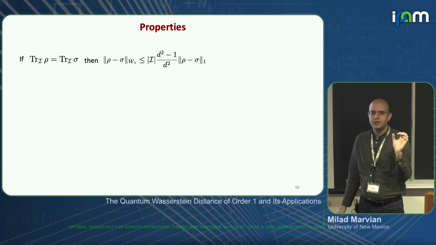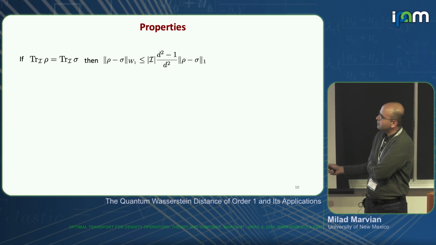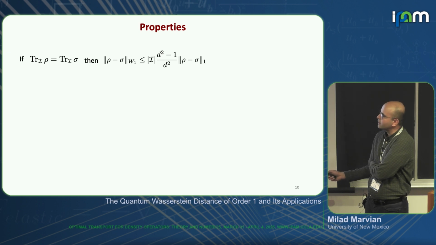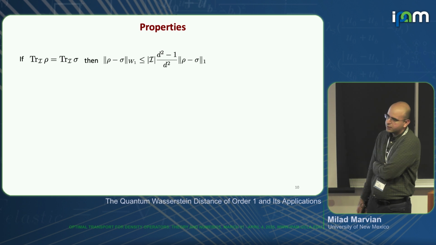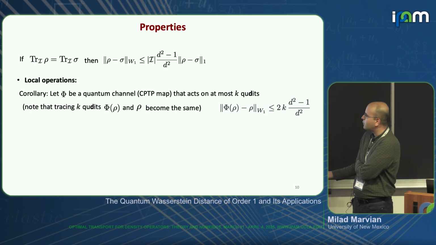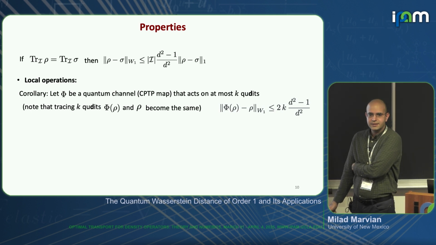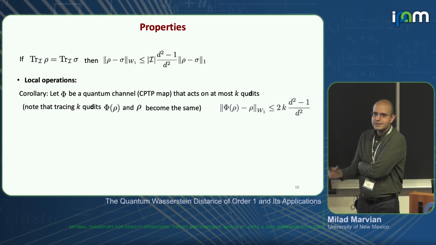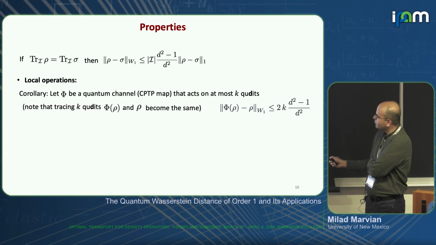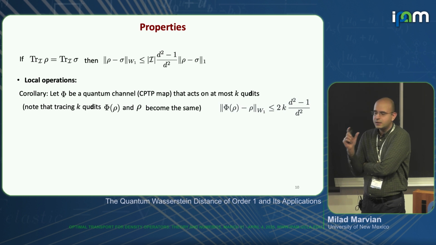You can ask, what if I trace out 2 qubits and they become the same? You can show that we can bound the distance between these two states by something that is proportional to how many things you are tracing out. Right? If you're tracing out i qubits, this bound is related to this i. And the consequence of this is that if you have a state rho and you act with some channel phi on the state, which is only acting on, let's say, k qubits, it can't go too far. How much it can go depends on how many qubits this channel is acting on.